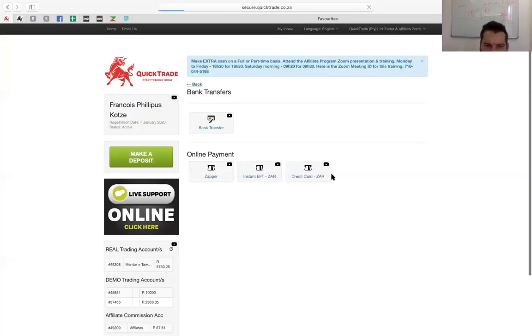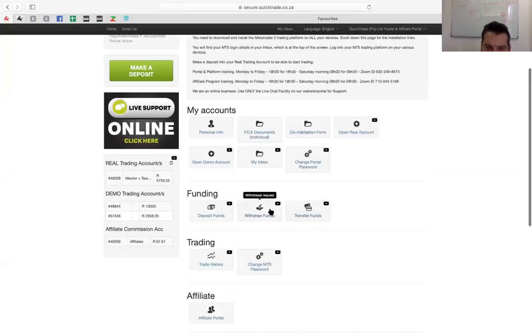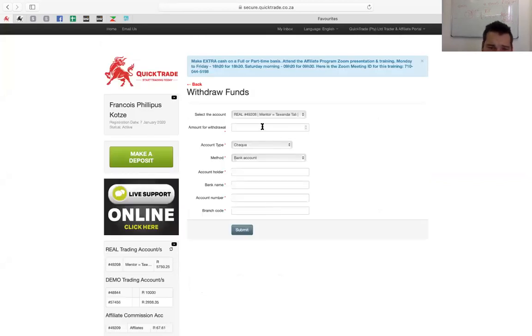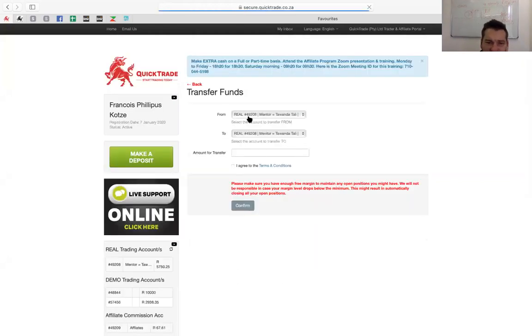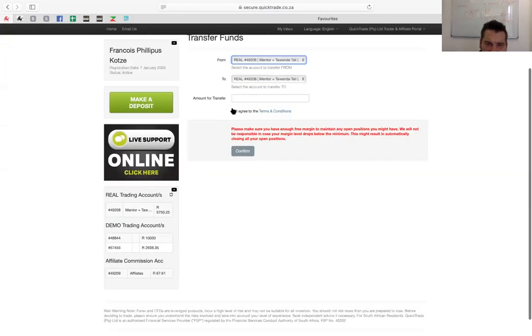If you want to withdraw money, you can just say withdraw funds. The amount that you want to withdraw, your account, a cheque or savings account. The methods obviously bank, account holder, your name, the bank that you want to transfer to, the account number, branch code, submit. And then within a period of 24 hours, the money will be allocated to your bank account. Same with transfer funds. You can only transfer between your real account and your affiliate account. Okay. Transfer the amount, so on and so on.